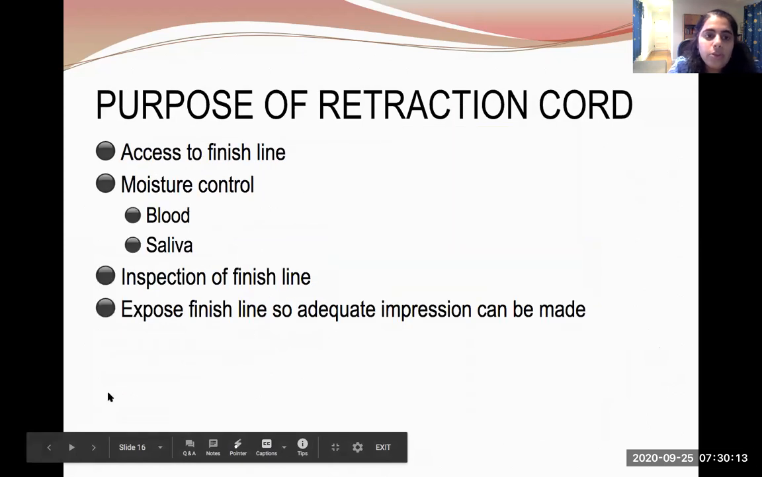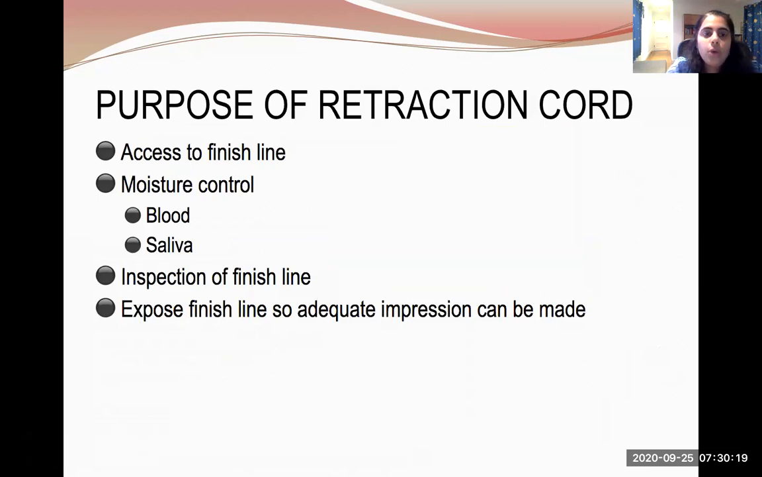So yeah, actually doing crowns on anterior teeth makes it a lot more challenging because of these reasons, because of the thinner gingiva. You have to take into account a lot of different things and make sure you're doing a very good job. So what is the purpose of tissue retraction?